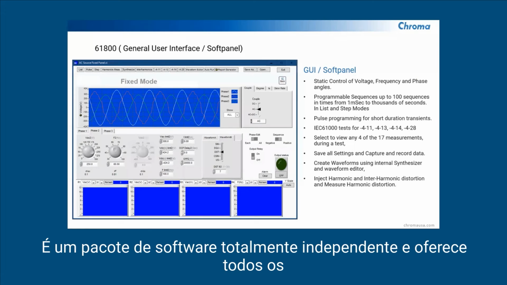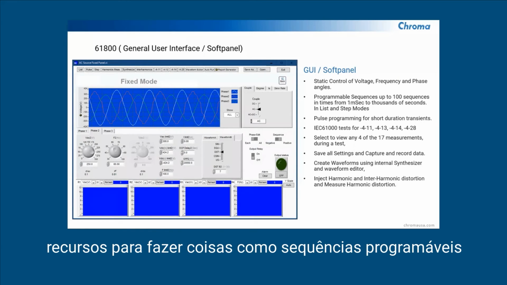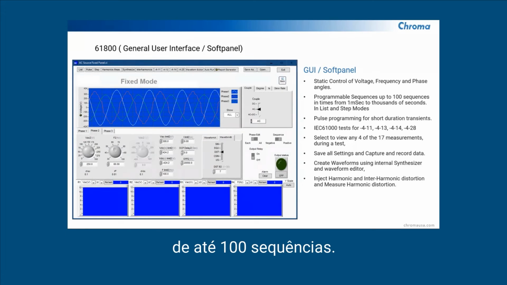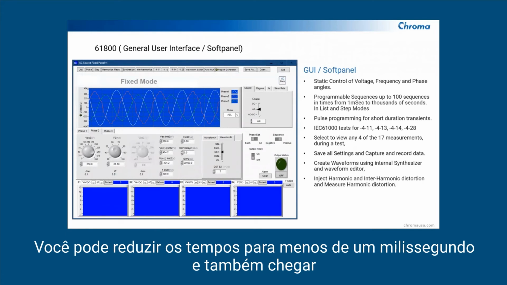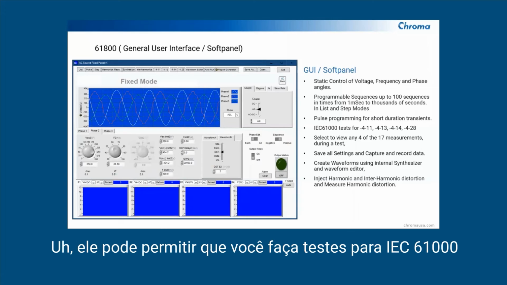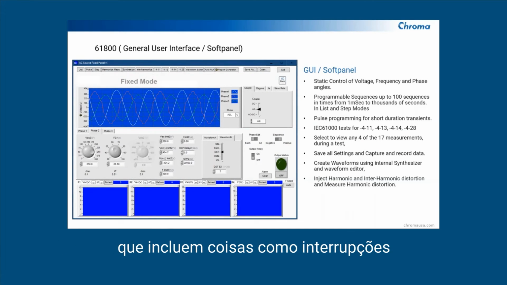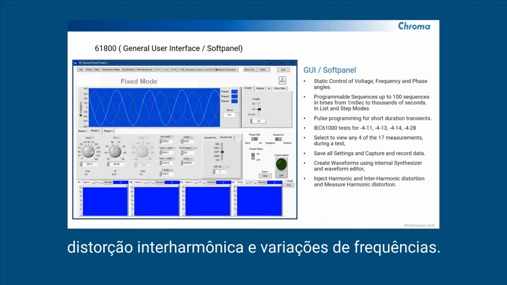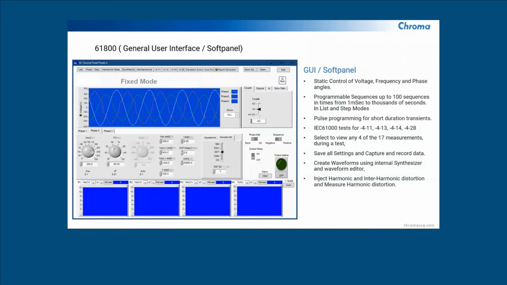And it gives you all the capabilities to do things such as programmable sequences, up to 100 sequences. You can get timings down to less than a millisecond and also up into minutes. It can give you the ability to do testing for IEC 61000 tests that include things like short interrupts and harmonic distortion, interharmonic distortion, and variations of voltage frequency.